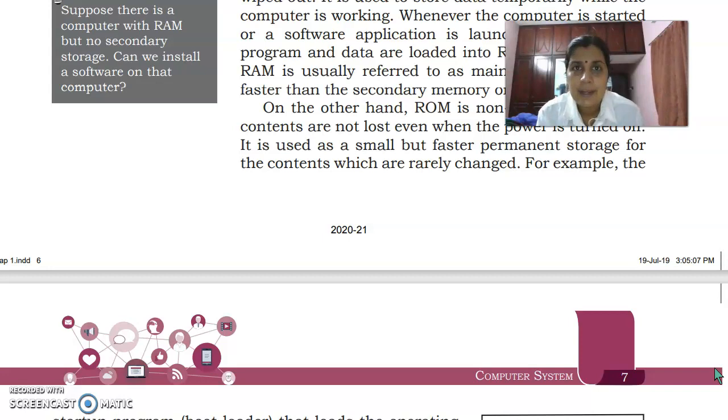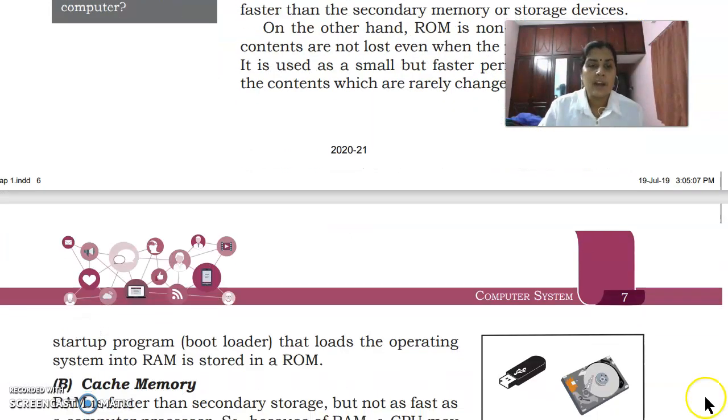Compared to secondary memory, primary memory is very fast, but its cost is high. When we increase the size of primary memory, the cost will increase, say by 5,000 rupees. Like that, the cost will increase. So these RAM and ROM are small.